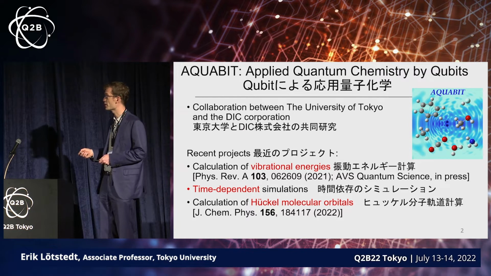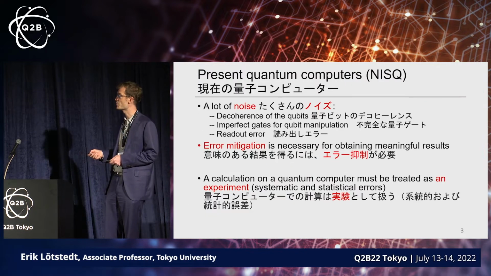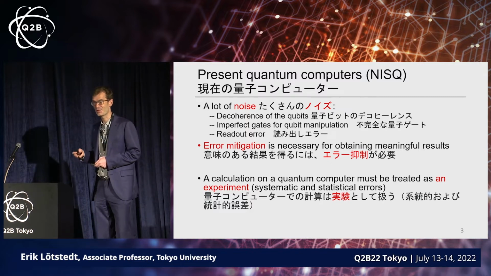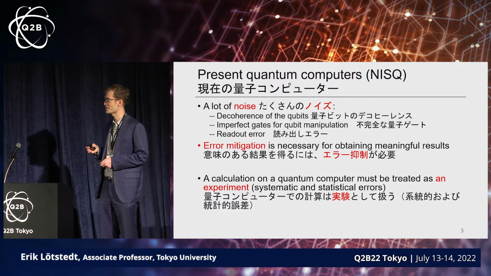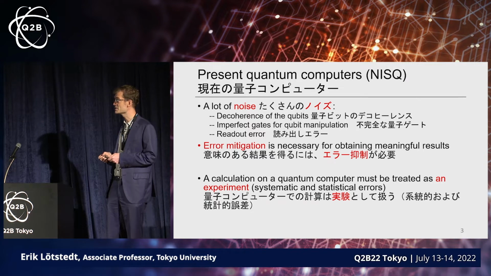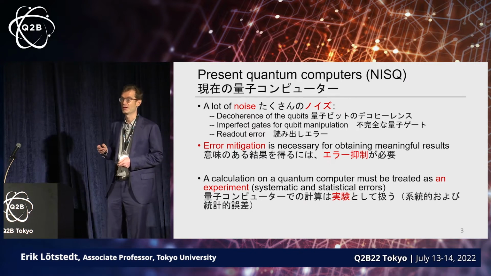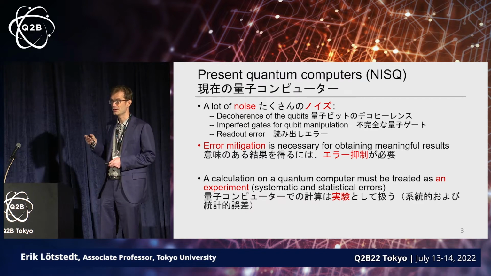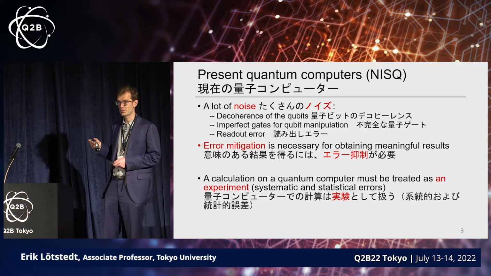But before I go into the details of those two projects, I want to make a statement, something that we realized, something which we think is useful for how to think about quantum computers, especially the quantum computers which we have access to today. And as you know, there is a lot of noise on present-day quantum computers. So the decoherence and the gates are not perfect. So in the end result, there is error.